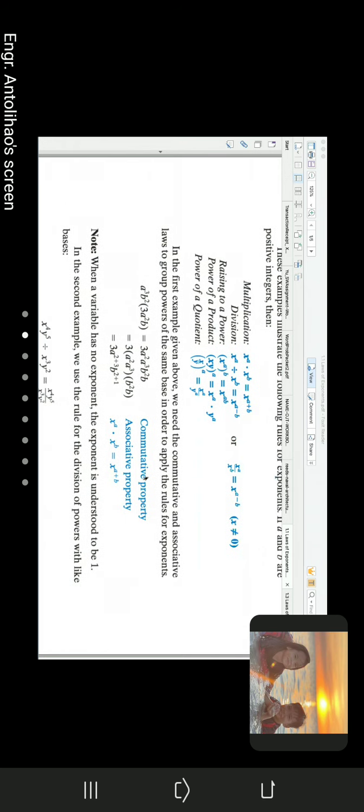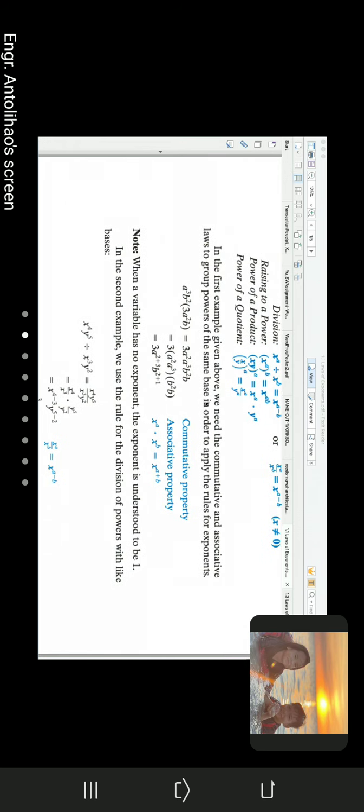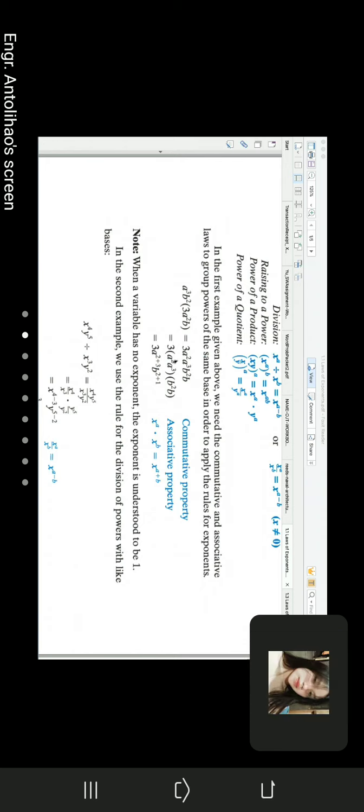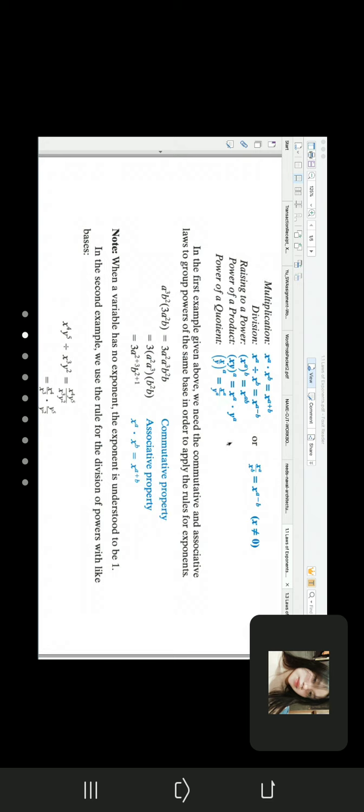Okay, next is this one. In the power examples given above, we need the commutative and associative laws to group powers of the same base in order to apply the rules for exponents. Here, we will discuss this example: a cubed b squared times the quantity 3a squared b.